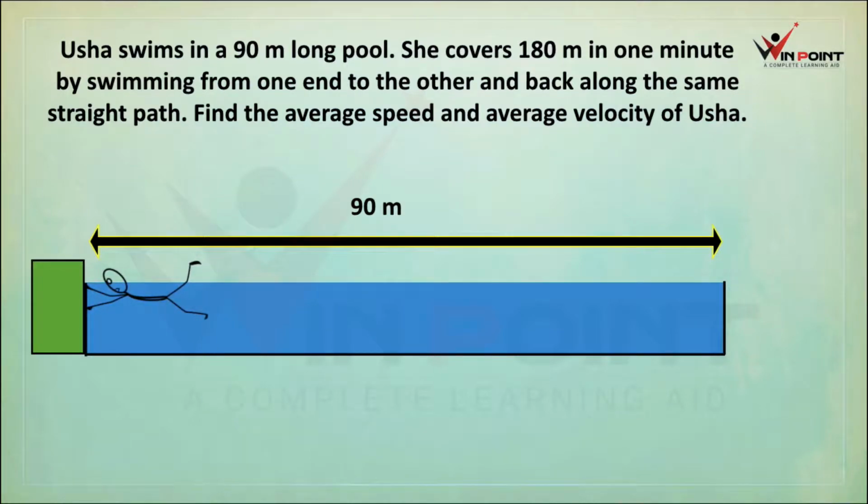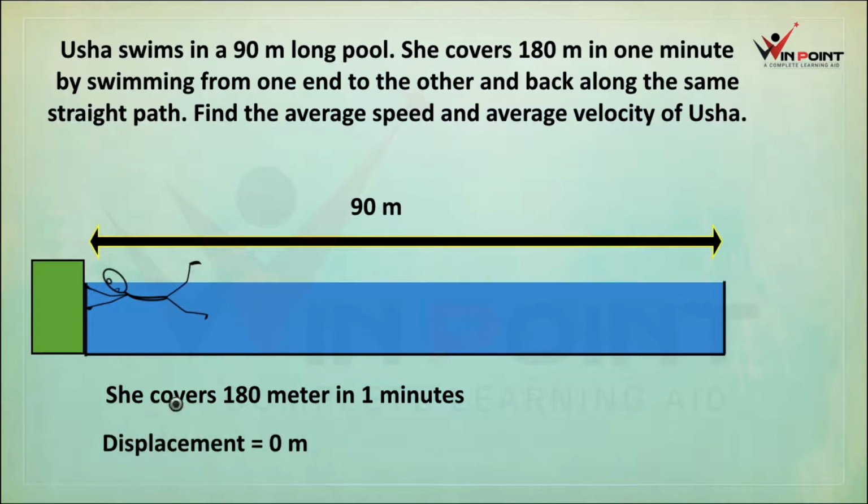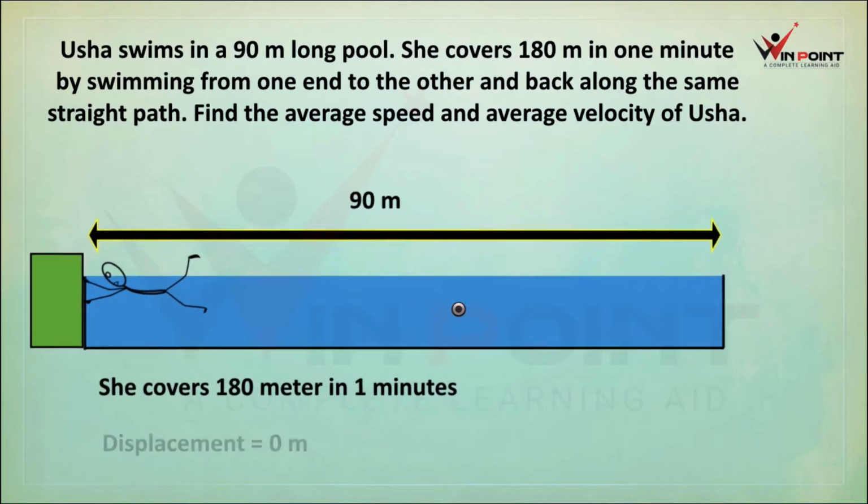What is the displacement here? Displacement will be 0 because initial position and final position are the same. She covers 180 meters in 1 minute. It is given in the question. That means 90 meters to the other side and coming back again 90 meters.